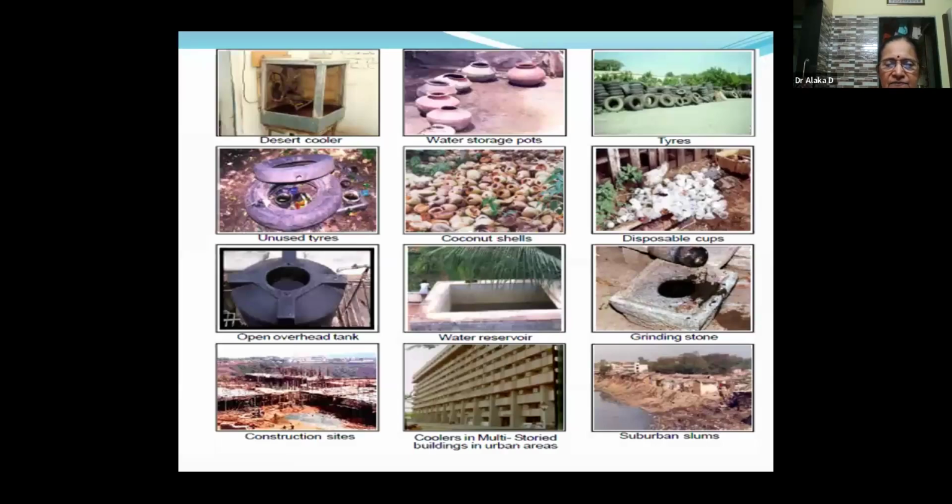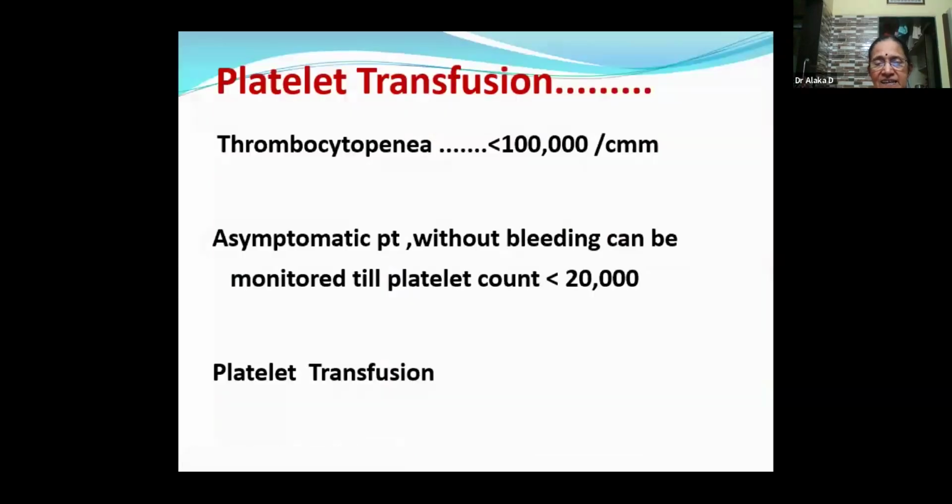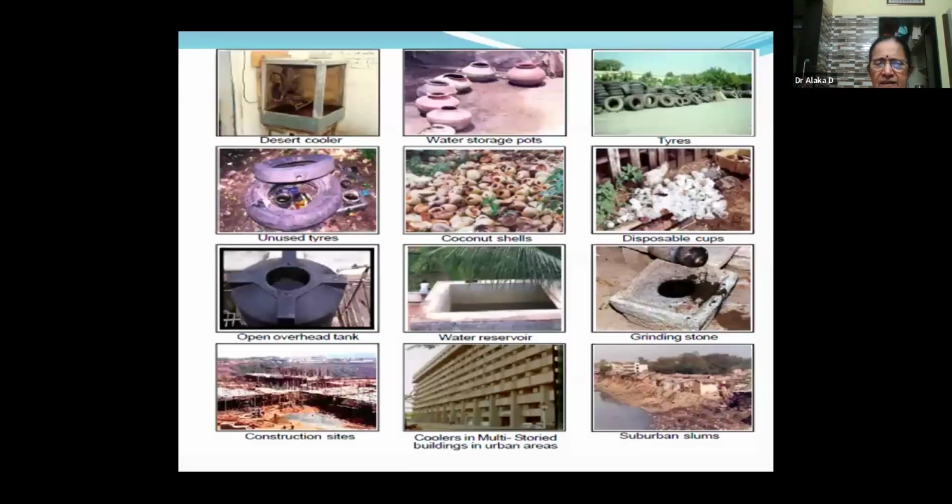What are the breeding sites of this vector? As you can see here, deserted coolers, water storage pots, these tires lying here. The water is collected here, and that is the breeding site for the mosquito. Unused tires, coconut shells, they also contain water, and these are the breeding sites. And therefore, what is important is that we maintain cleanliness. And I think as doctors, we must tell our patients about these preventive aspects.